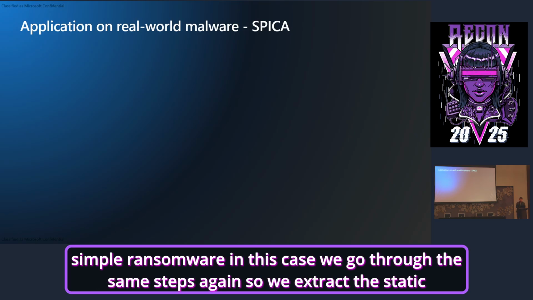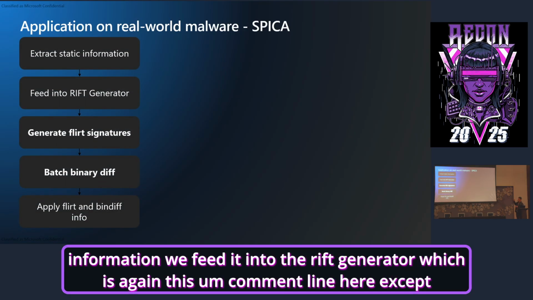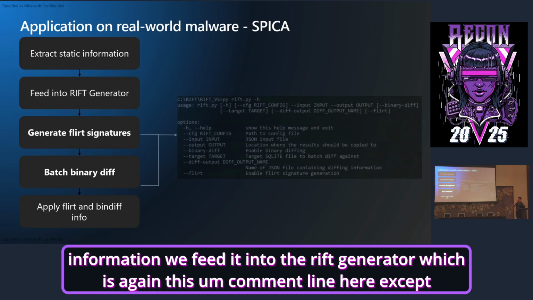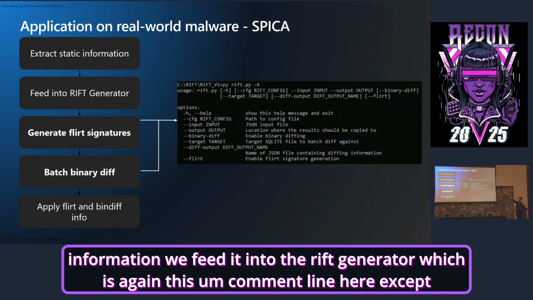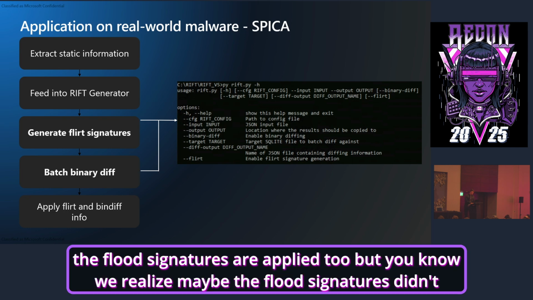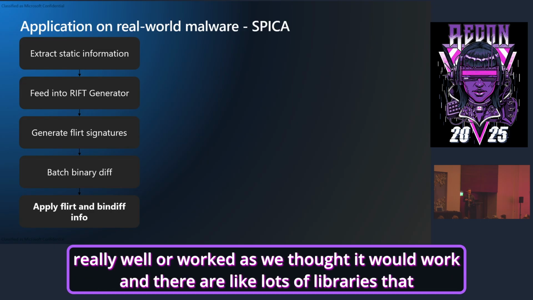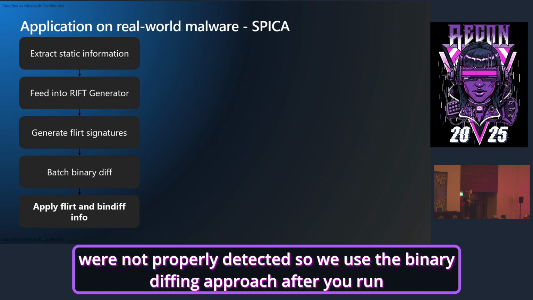In this case, we go through the same steps again. We extract the static information and feed it into the Rift generator, which is again this command line here, except that in this case we don't just do the FLIRT signatures, we also do the binary diffing. The FLIRT signatures are applied too, but we realized that maybe they didn't work as well as we thought they would, and lots of libraries were not properly detected. So we use the binary diffing approach.